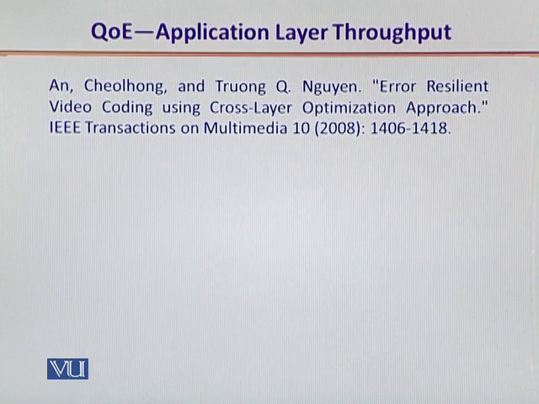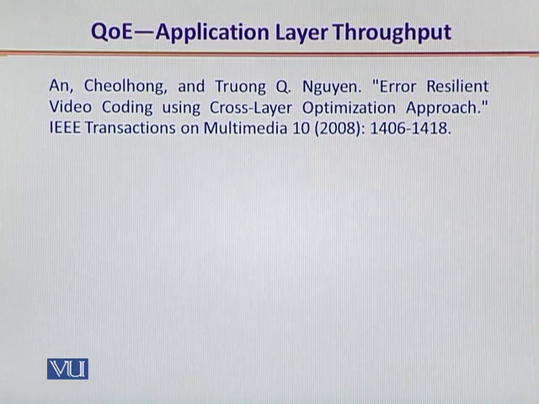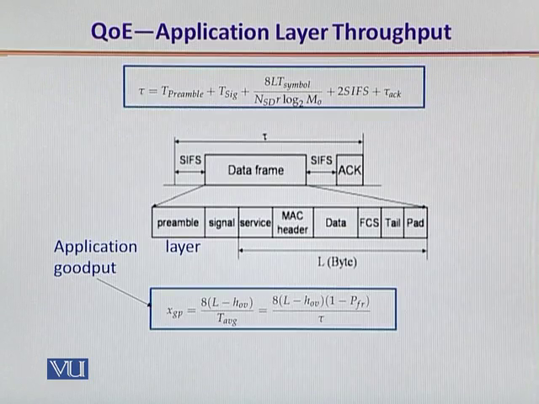Let's look at an expression that was simply devised in this paper titled Error Resilient Video Coding Using Cross-Layer Optimization Approach. In this paper, the author talks about the application good put, which is just a fraction of the overall transmissions. As you can see here, we have a data frame with short interframe spacing on both sides, followed by an acknowledgement packet.